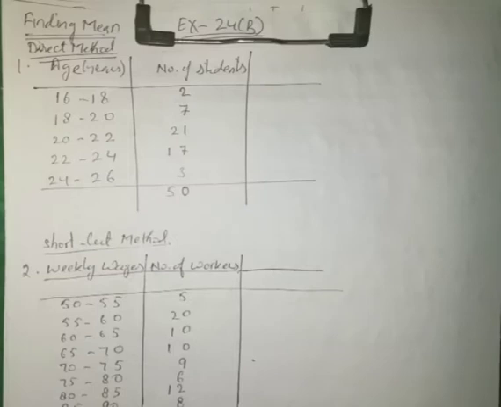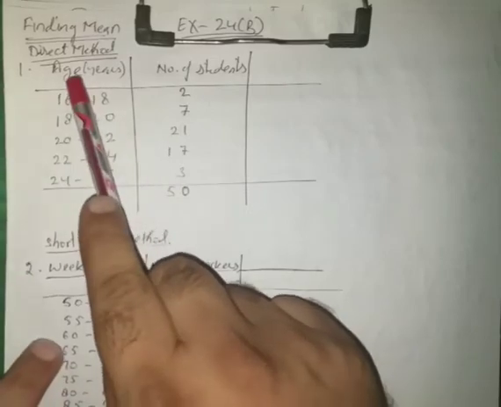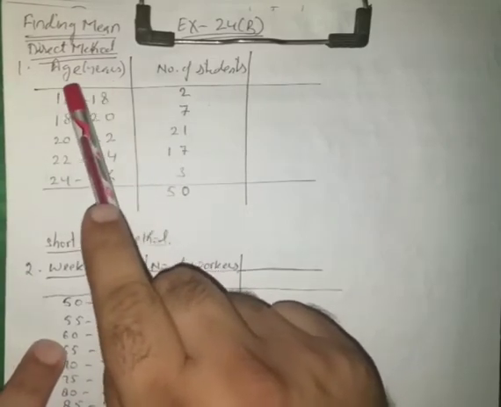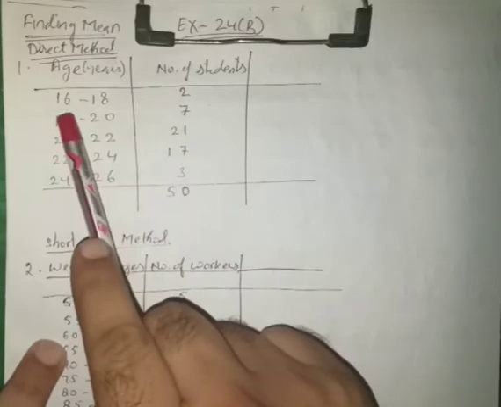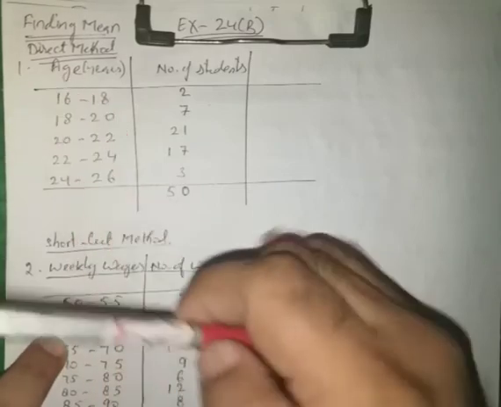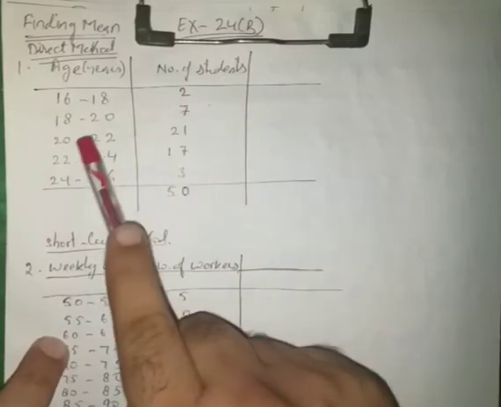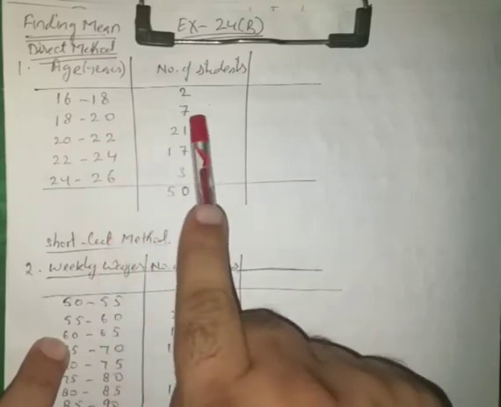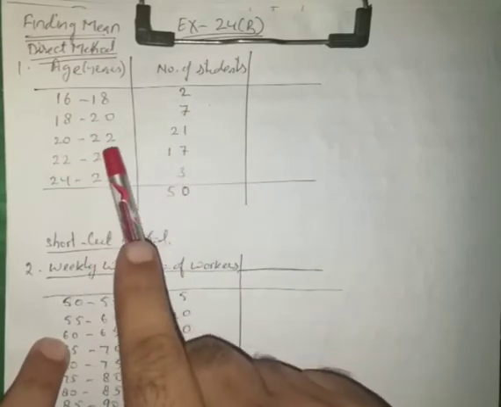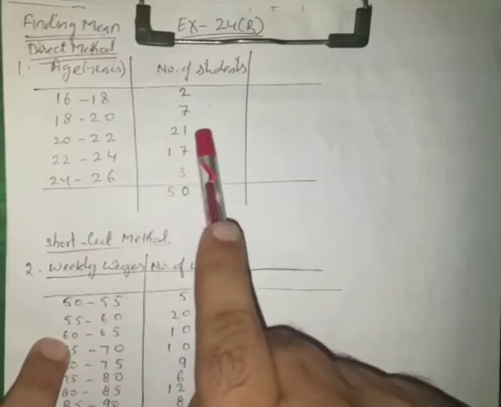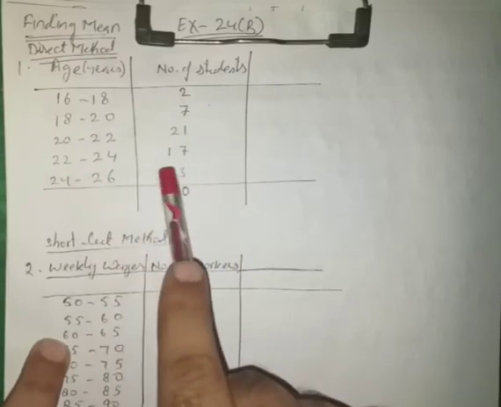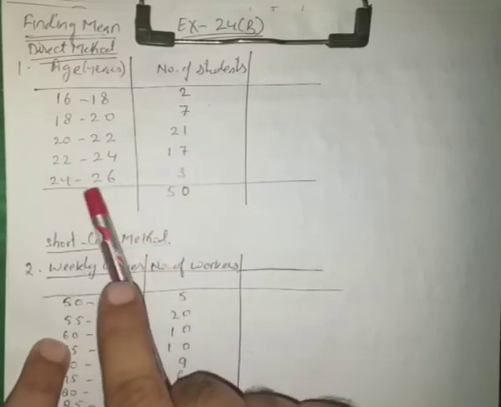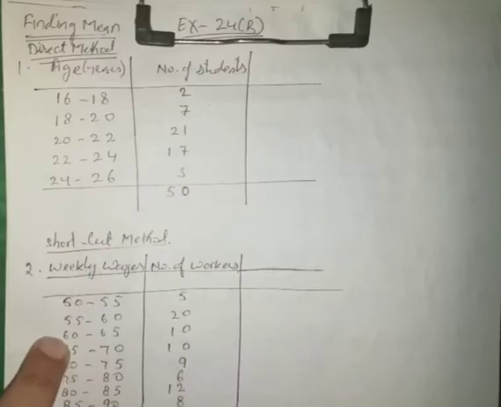In this question, the age of the students is given in years in the intervals. In the interval 16 to 18, the number of students is 2. In the interval 18 to 20, the number of students is 7. In 20 to 22, it is 21. In 22 to 24, it is 17. And in 24 to 26, the number of students is 3.